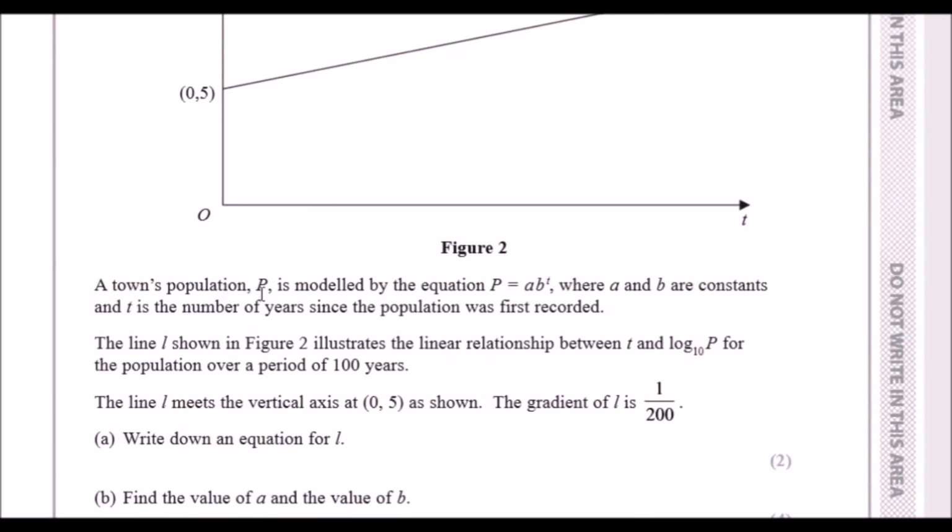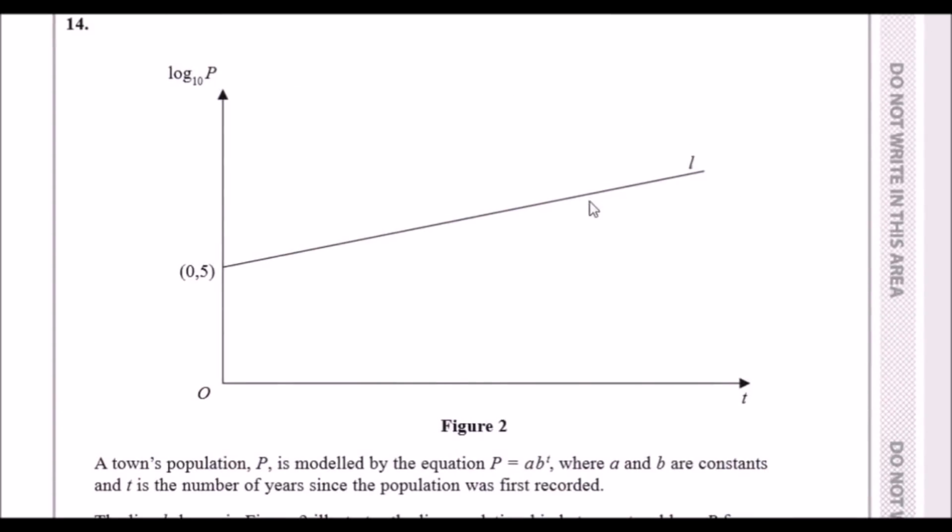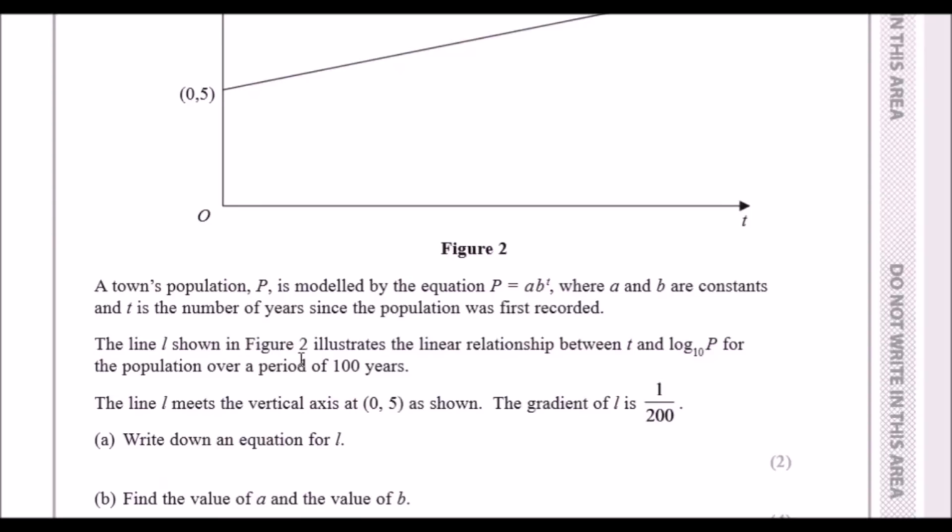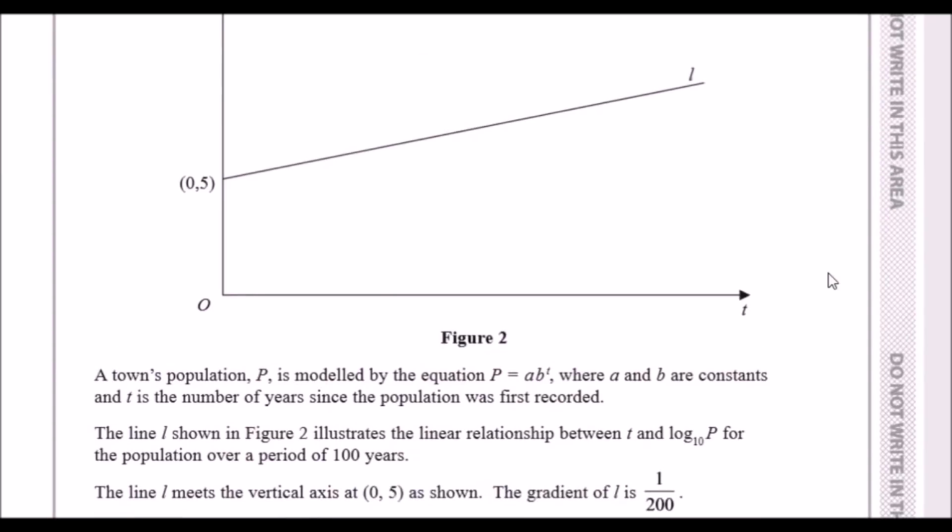A town's population P is modeled by the equation P equals AB to the power T, where A and B are constants and T is the number of years since the population was first recorded. Make sure you note this down, especially T. The line L shown in figure 2, a straight line equation, illustrates the linear relationship between time and log 10 of population over a period of 100 years. So this has been recorded from time equals 0 up until some point into 100.